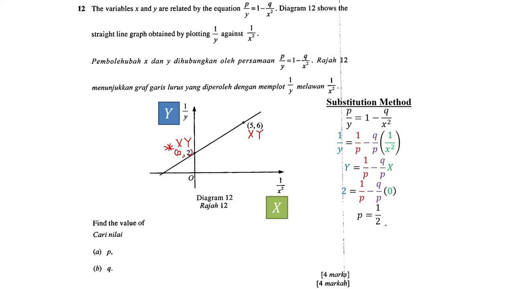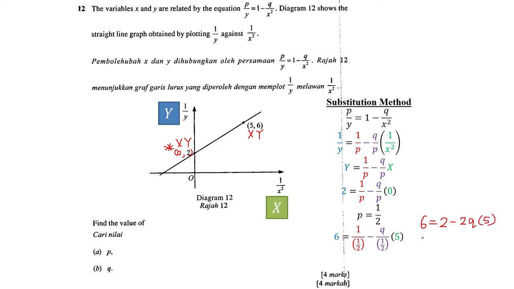Okay, after that, we can substitute the 5 and 6 into the linear form again. So we get 6 is equal to 1 over p, which is 1 over 2, minus q over p, which is 1 over 2 also. Then you put in the 5. 1 over 2, it actually gives you 2. Q over 1 over 2, it gives you 2q times 5.